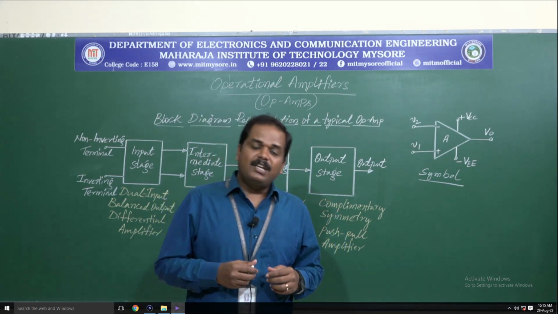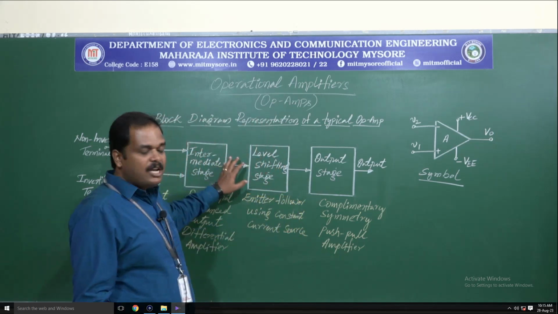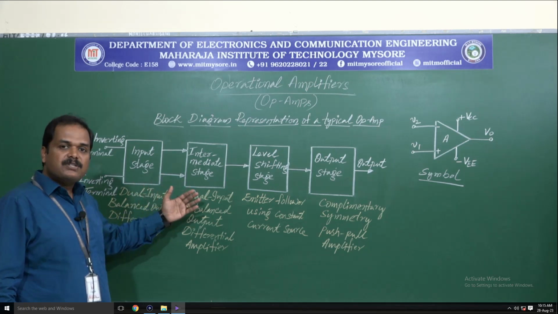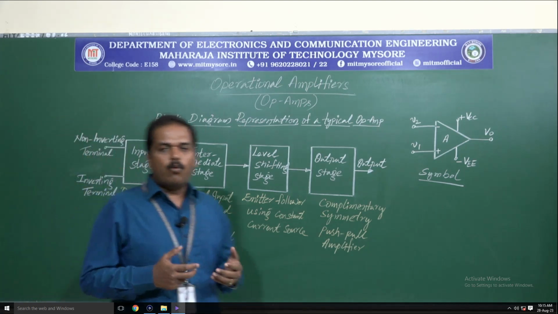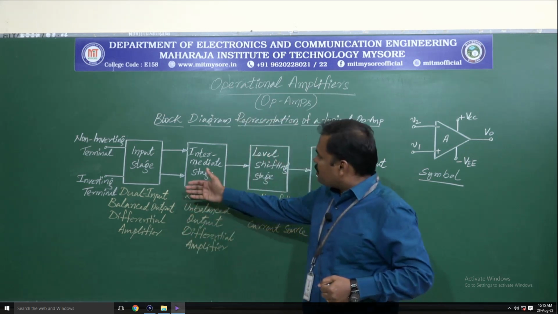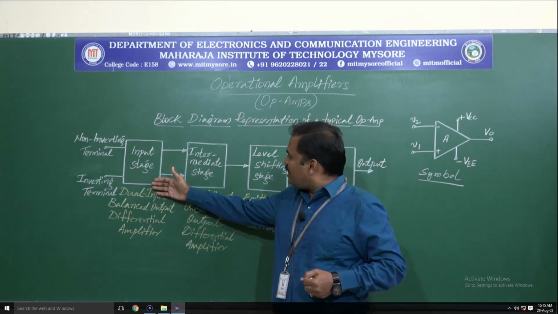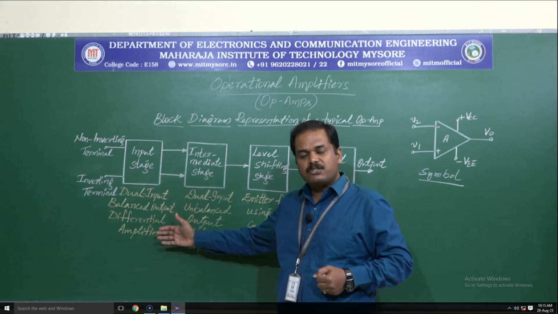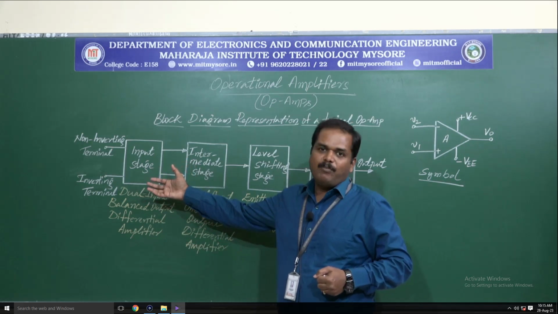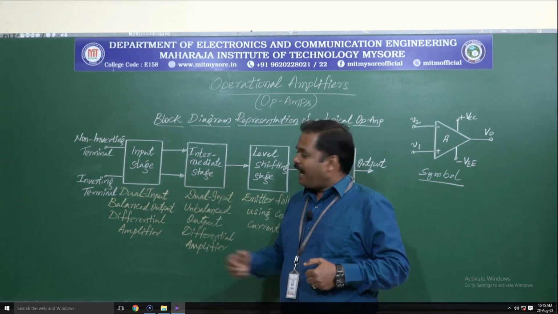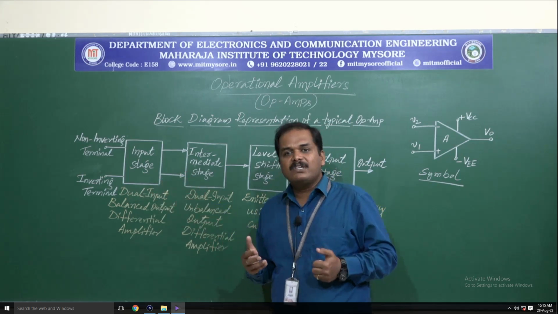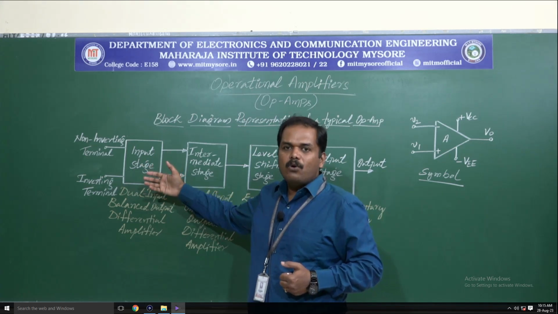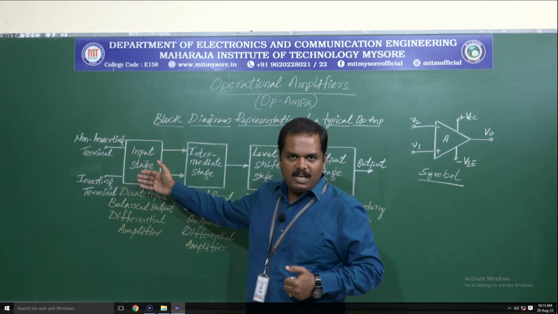Let us understand the block diagram representation of a typical op-amp. Here we can see the different stages involved in an op-amp circuit. The first stage is an input stage, made up of a dual input balanced output differential amplifier. This stage looks after the input resistance that the op-amp needs to provide, and most of the voltage gain will be provided by the input stage.